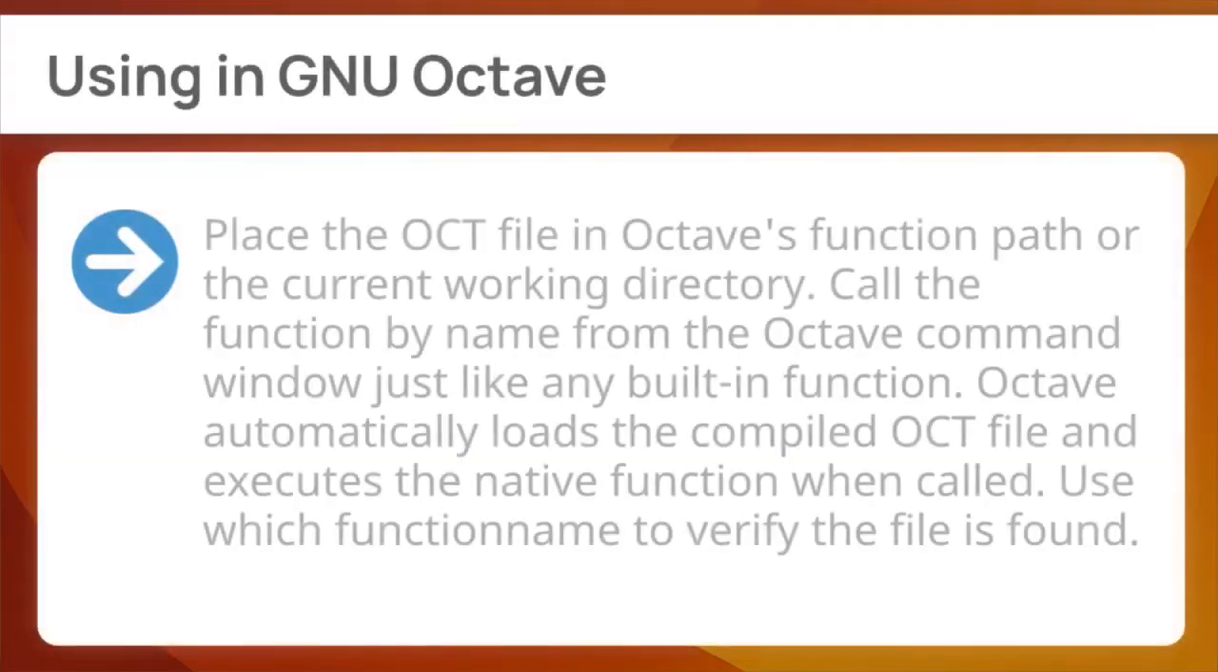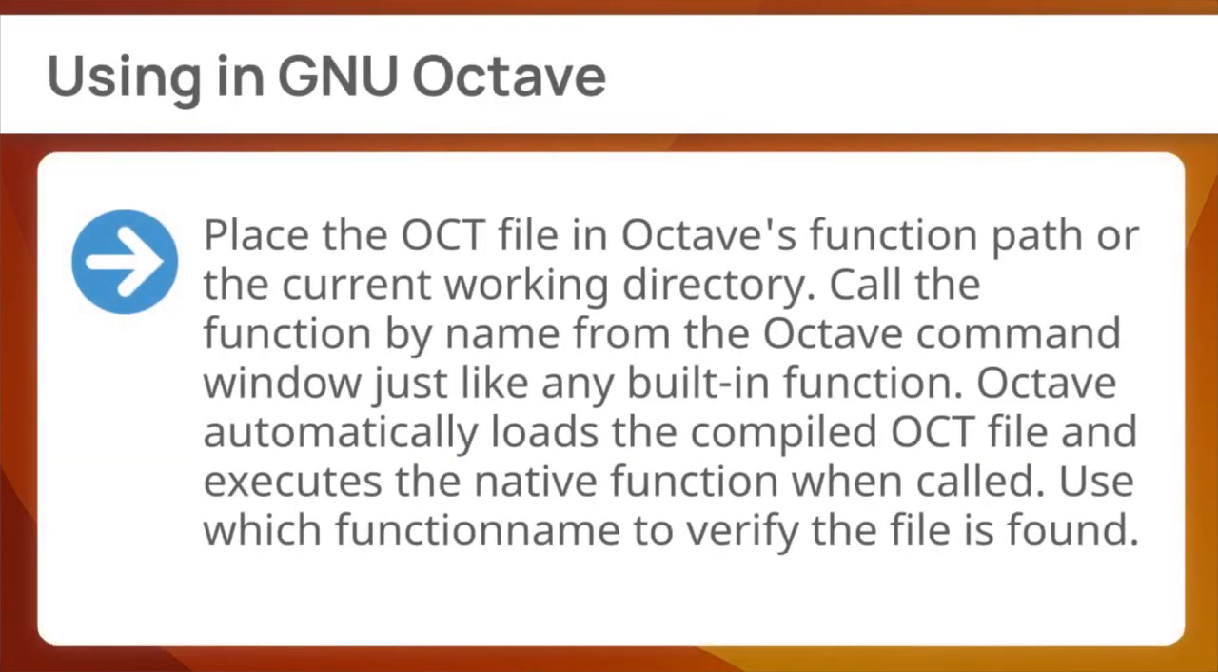First, using it in GNU Octave. Place the OCT file in Octave's function path or the current working directory. Call the function by name from the Octave command window just like any built-in function. Octave automatically loads the compiled OCT file and executes the native function when called. Use which function name to verify the file is found.